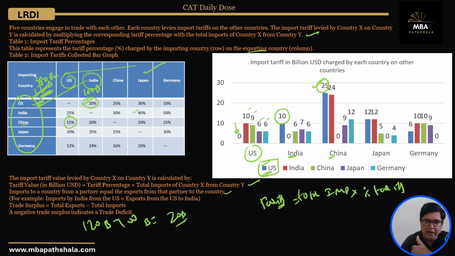How to read the graph? I'm trying to show you. This is India. So India is charging US $10 billion in tariffs. India is charging itself nothing. Why will India charge itself any tariff? India is charging China 25 billion in tariff. One major hurdle in solving this particular set is understanding the graph.